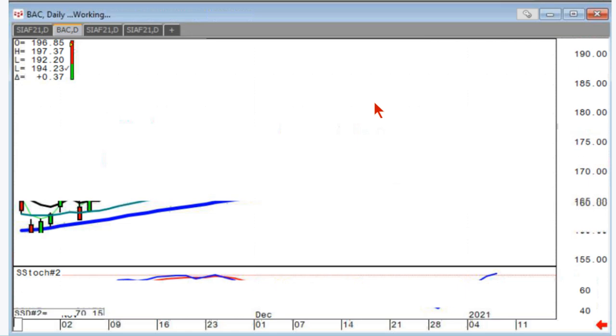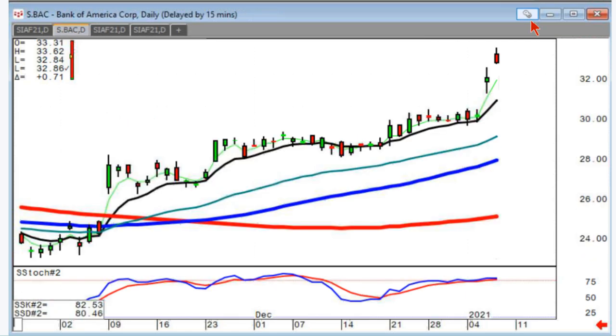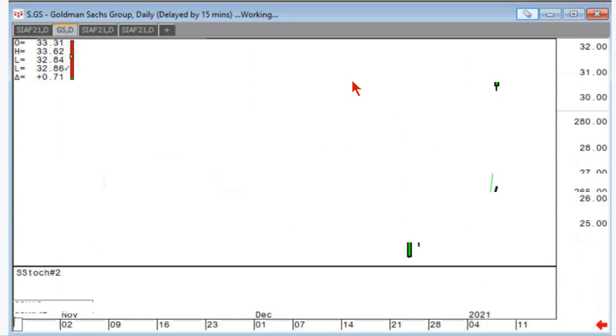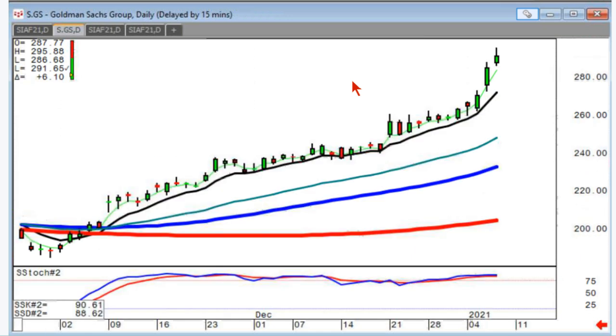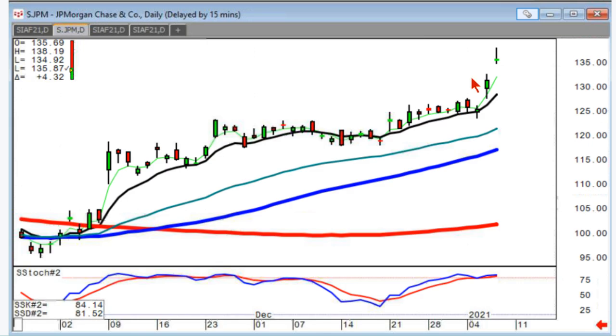All the bank stocks were strong today. Bank of America is up there, but if this opens lower tomorrow, I'd probably close it out. Same thing with Goldman. But the other side of the coin is, as long as the big financial stocks are strong, the uptrend will remain in progress.